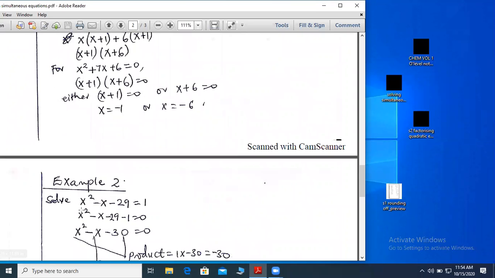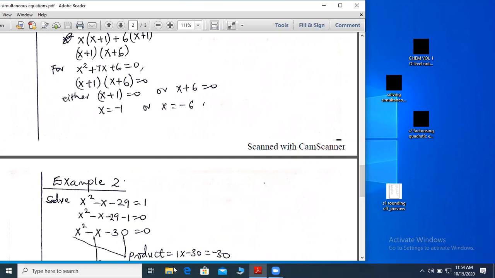By the way, you should first arrange the quadratic equation to make sure that it is in the required form. If they are telling you to solve x squared minus x minus 29 is equal to 1, can you first equate the equation to 0? A quadratic equation is okay when it is equated to 0.